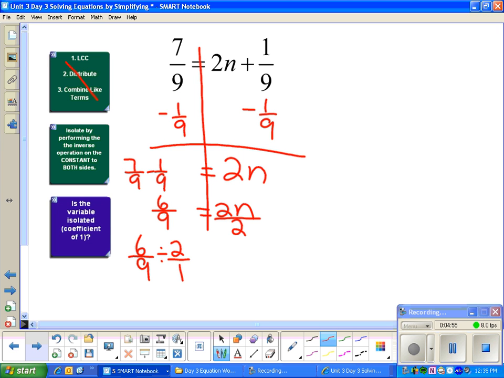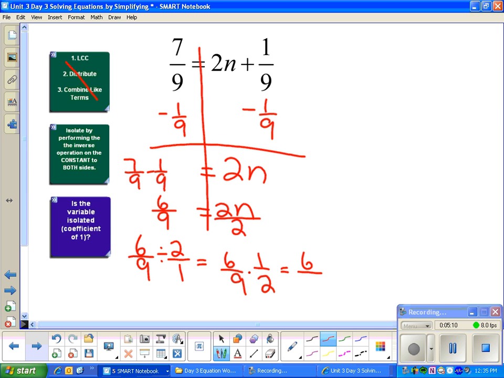Divided by 2 over 1. When dividing fractions, don't be shy: flip the second and multiply. So I end up with 6/9 times 1/2. When I'm multiplying fractions, I just go right across.